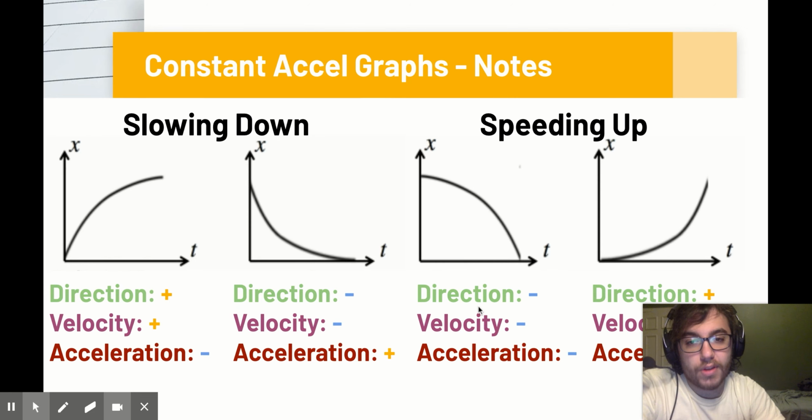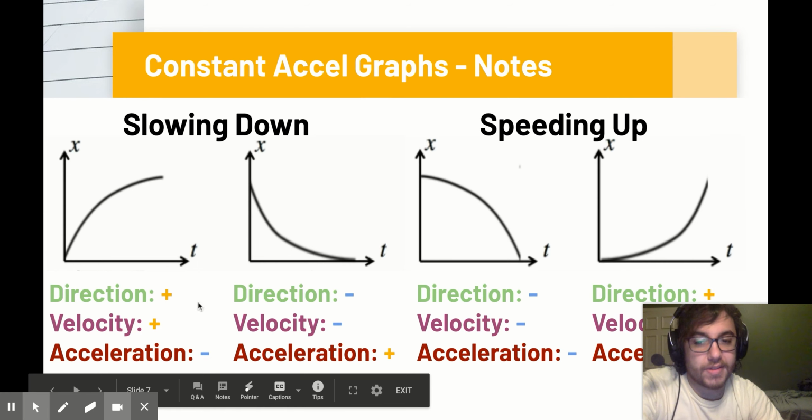The two ones that were going in a negative direction, one had a slope approaching 0, the other one had a slope approaching, we could say, infinity. And the opposite was true for speeding up. Still approaching 0, but going in a positive direction. Approaching infinity, but going in a positive direction.